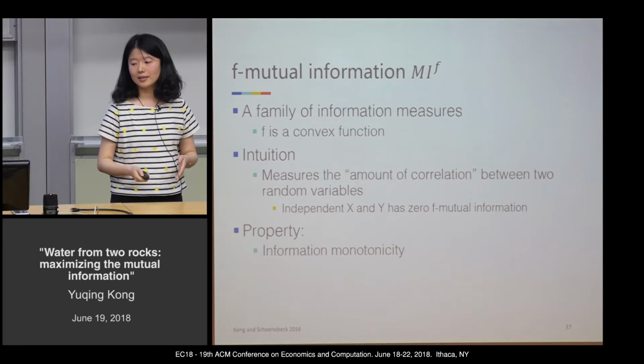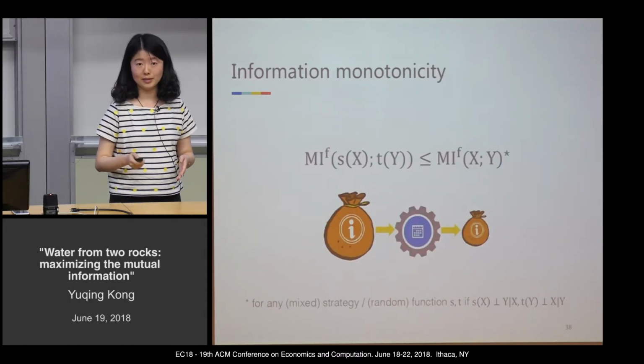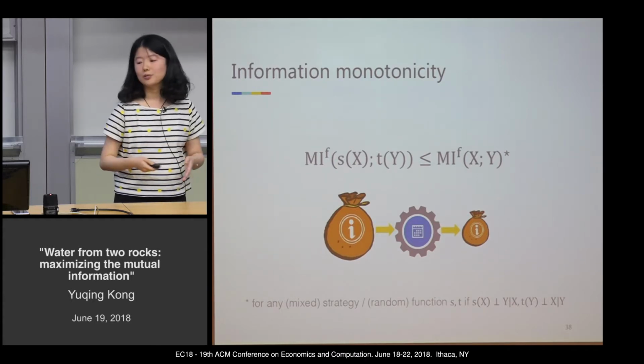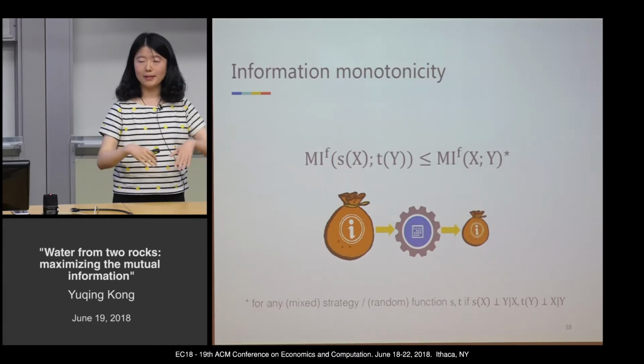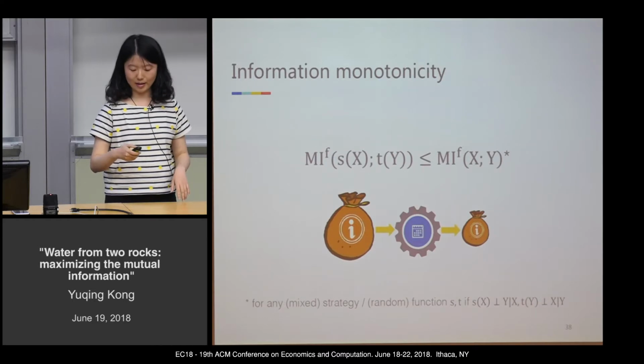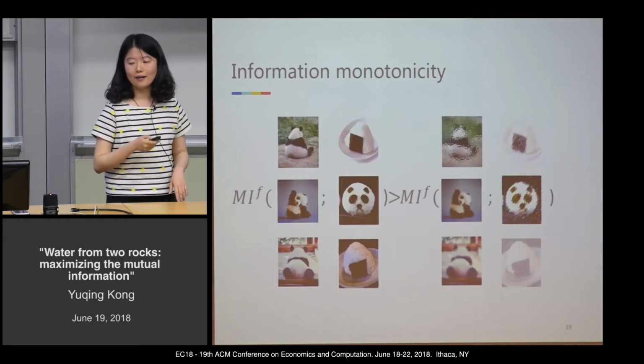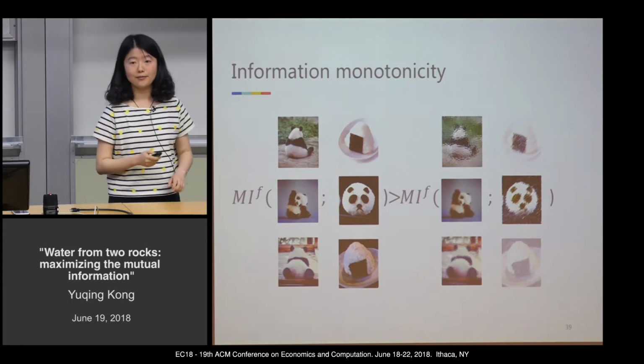The good thing is it satisfies a property called information monotonicity. If Alice's original information is X and Bob's original information is Y, then when they apply any strategy on their information, the mutual information is going to become smaller. This is a visualization of this information monotonicity.